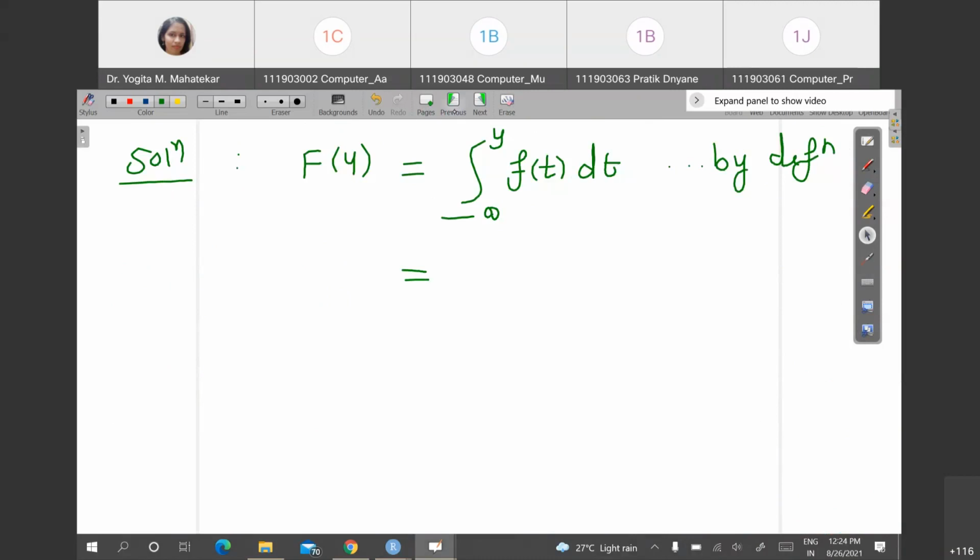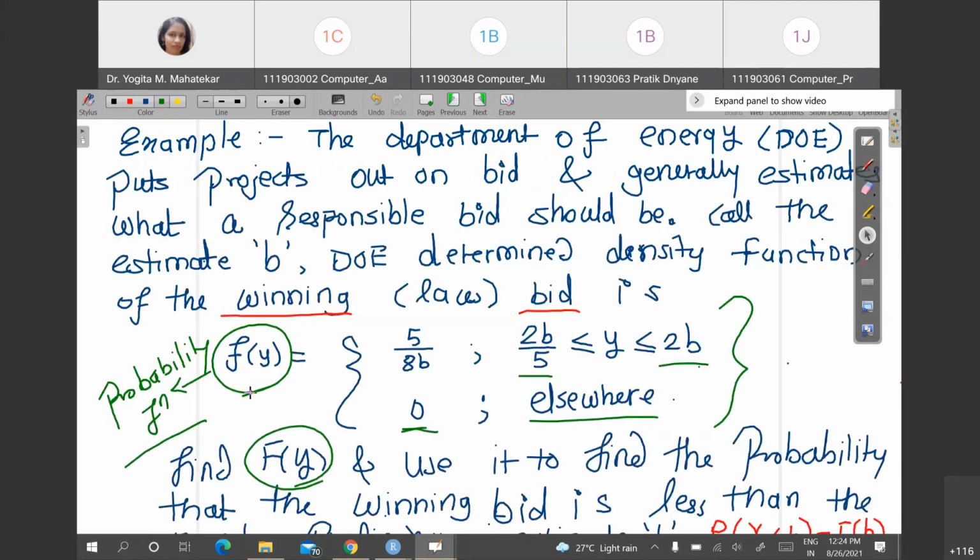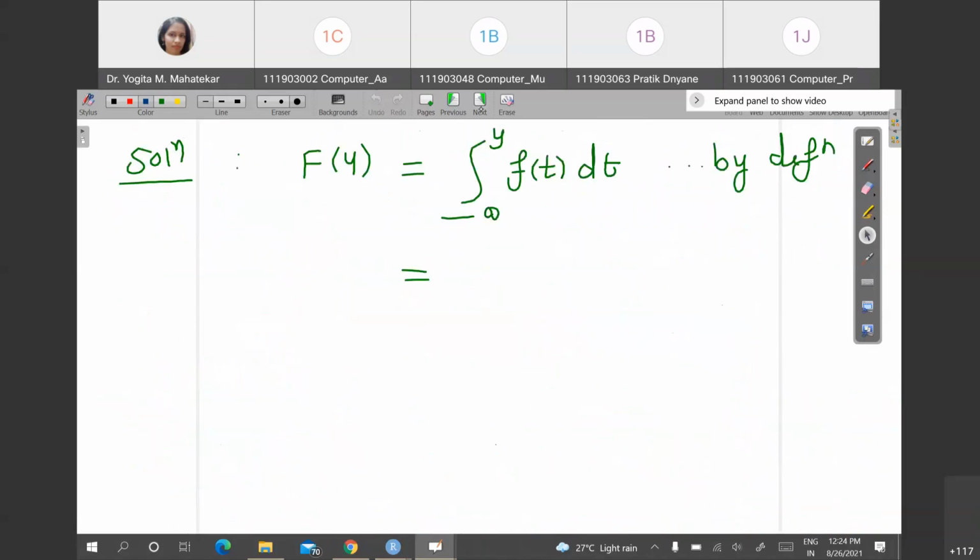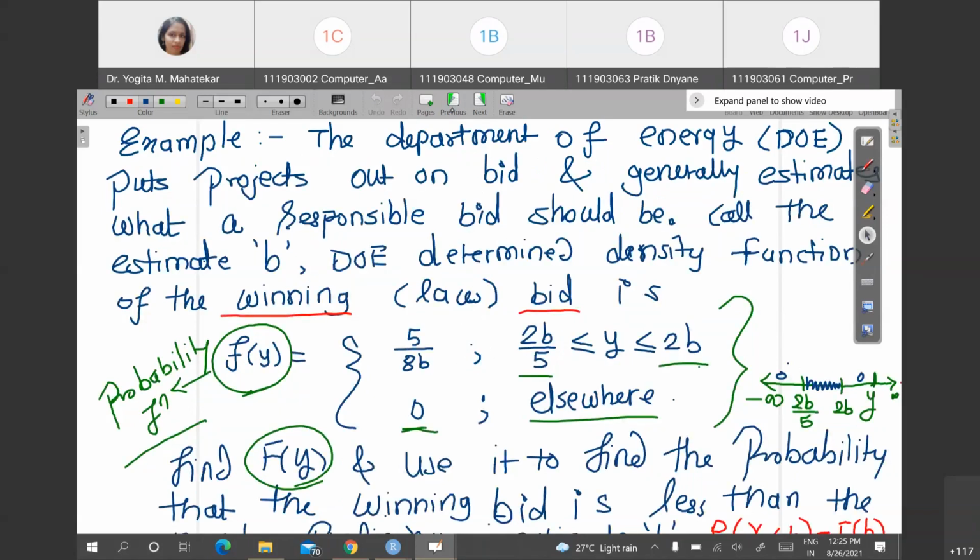So look at how small f is defined. Actually, you have to integrate from minus infinity to y, correct? Somewhere you are having y, no? But you know your probability function is defined only on the interval 2b by 5 to 2b, correct? Otherwise it is 0. Only on this domain it is defined, 0 elsewhere. Here it is 0, here it is 0. So when I integrate from minus infinity to y, it is actually from 2b by 5 to 2b.